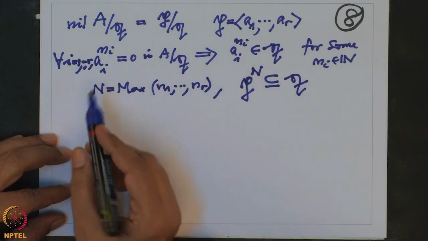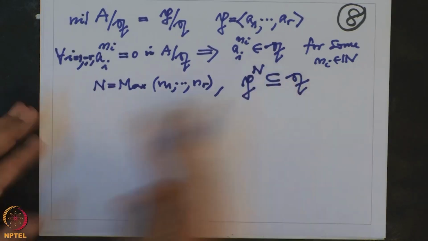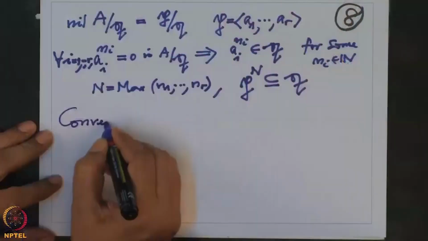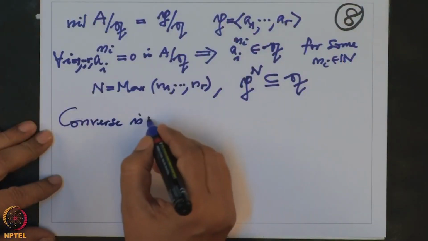maximal will work. So, when you expand the polynomial expansion, all those elements will be in Q. So, that proves that primary ideals have this property. But the converse of this statement is not true in general.